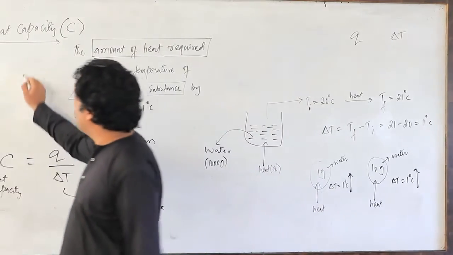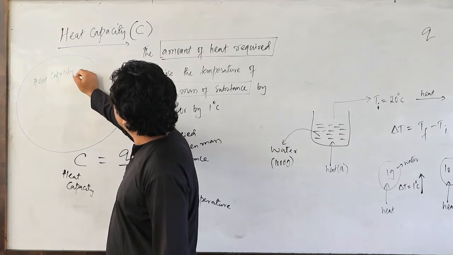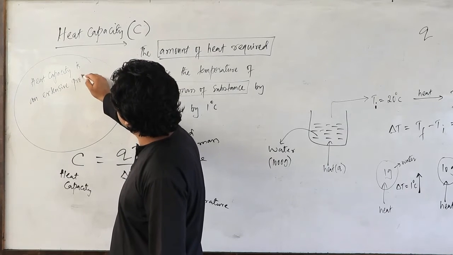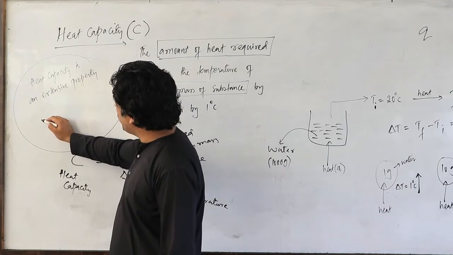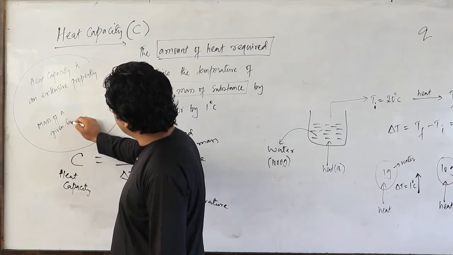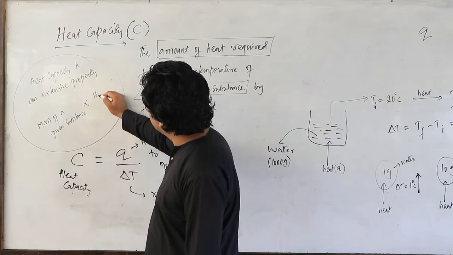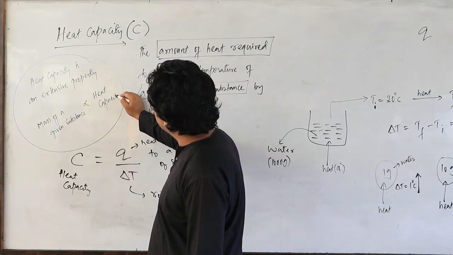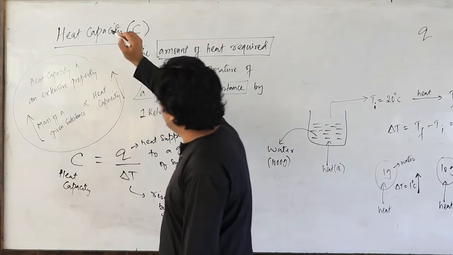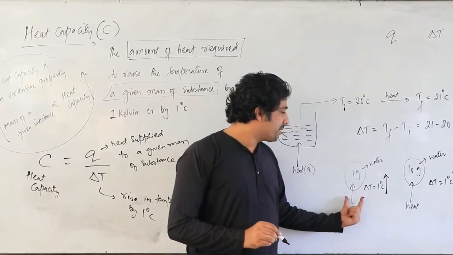So I will mention here, my dear friends, heat capacity is an extensive property. Yes, so I will write down mass of a given substance, yes, will be directly proportional to heat capacity. If the mass of substance is more, the heat capacity is also more. So which substance will have more heat capacity? So 10 gram will have more heat capacity than 1 gram.